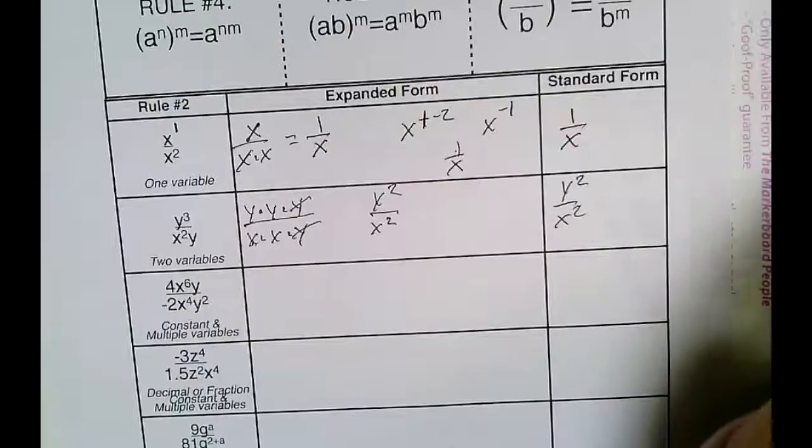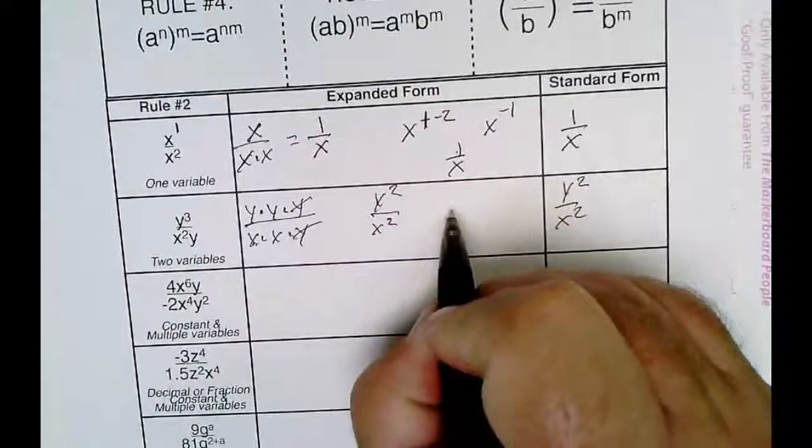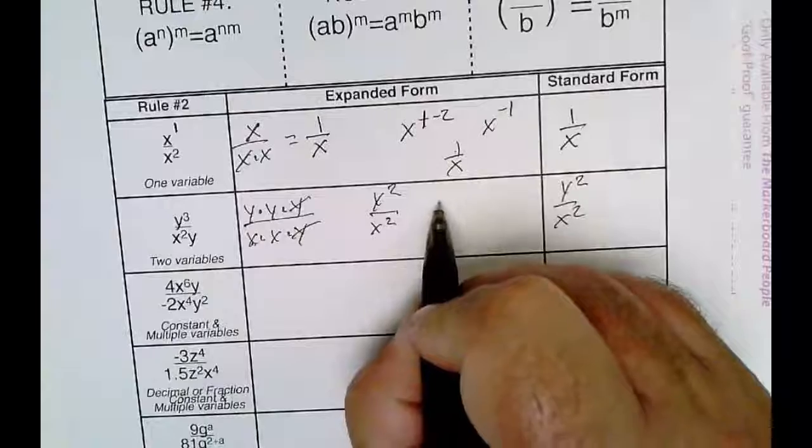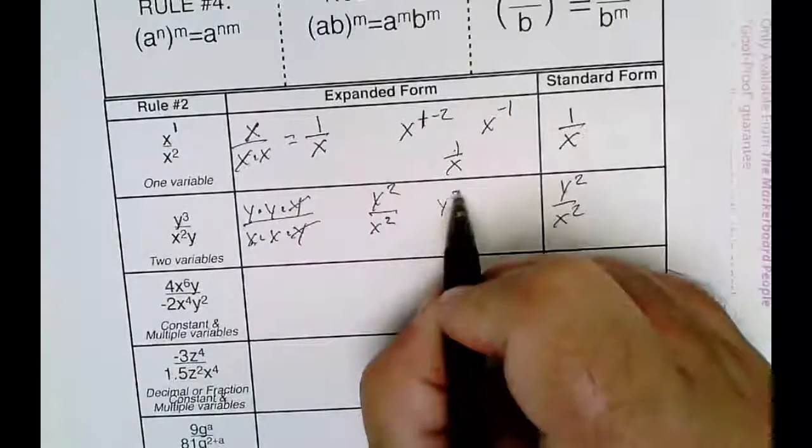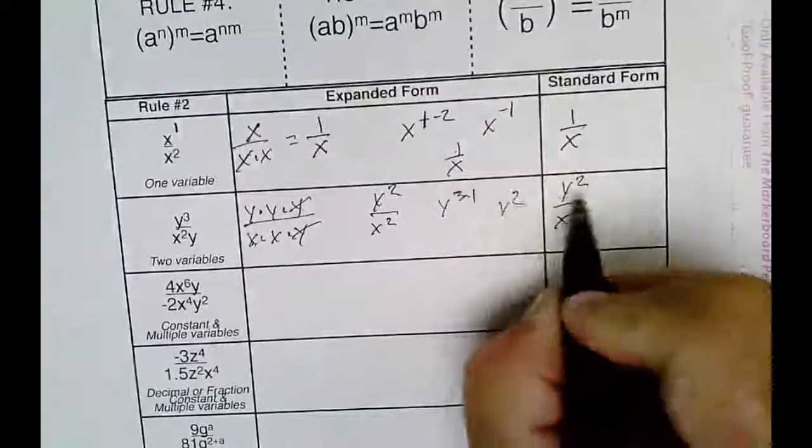And again, you want to see the math. Remember, there's no x's, but I get y, 3 minus 1, which is y squared. That leaves it on the top.